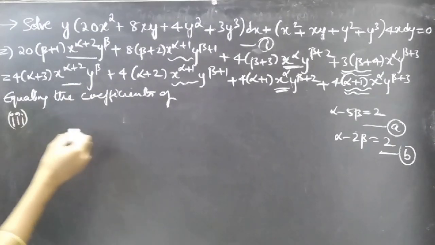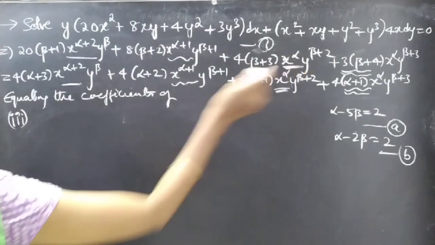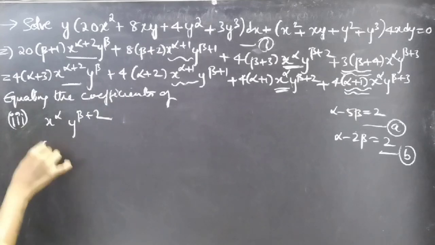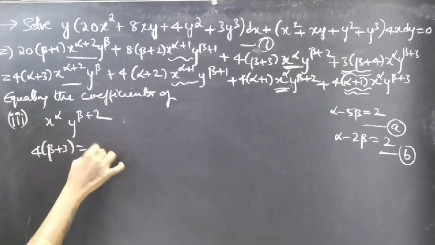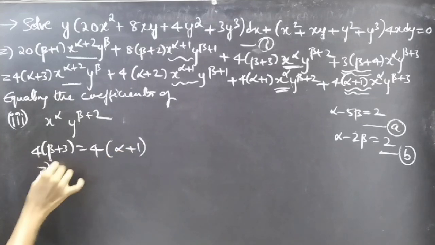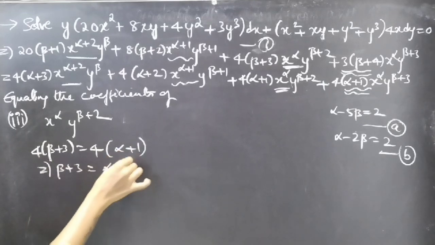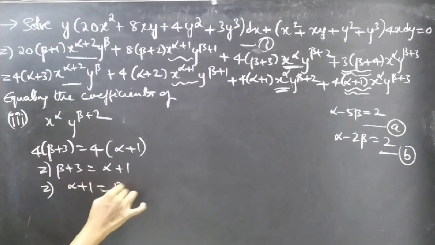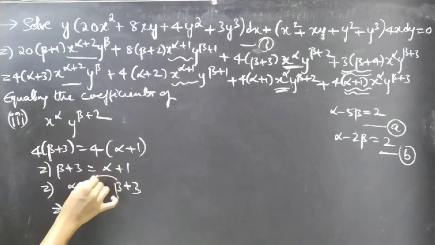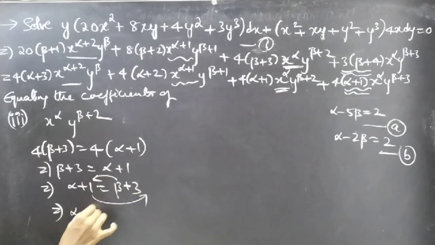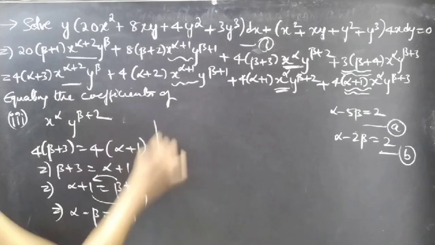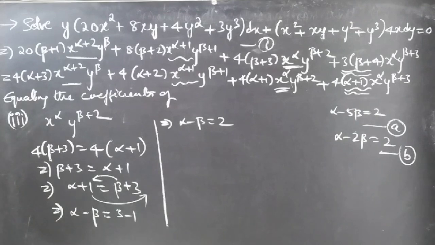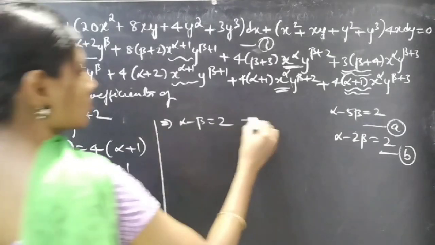Now equating the equations of x power alpha, y power beta plus 2, which gives us 4 times beta plus 3 equal to 4 times alpha plus 1. From this we'll get beta plus 3 equal to alpha plus 1, right? Now we can write this as alpha plus 1 equal to beta plus 3. Bring this beta to LHS, take this 1 to RHS, we'll get alpha minus beta equal to 3 minus 1. We'll get alpha minus beta equal to 2. Consider this as equation C.